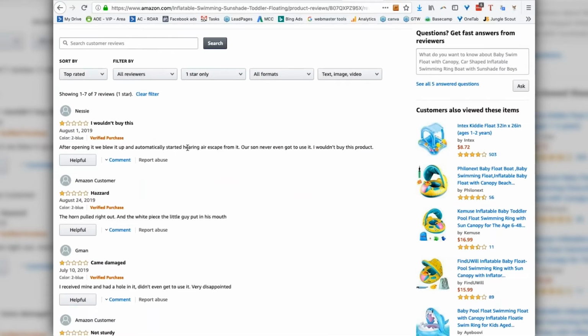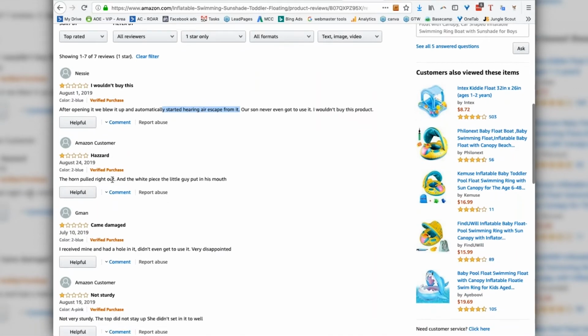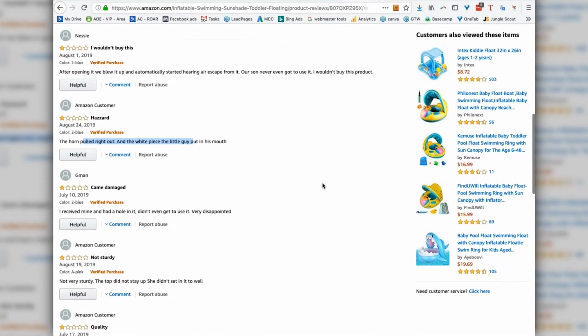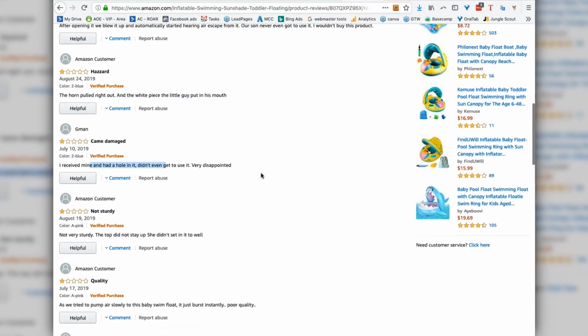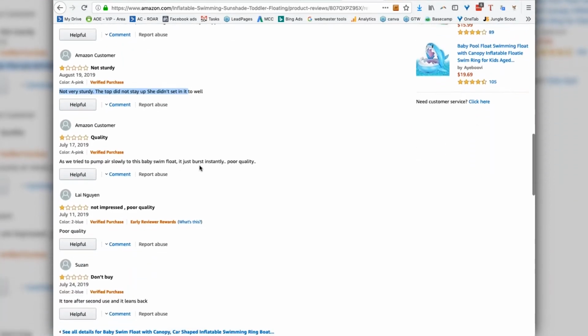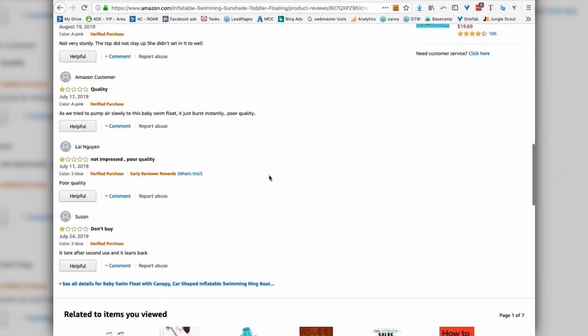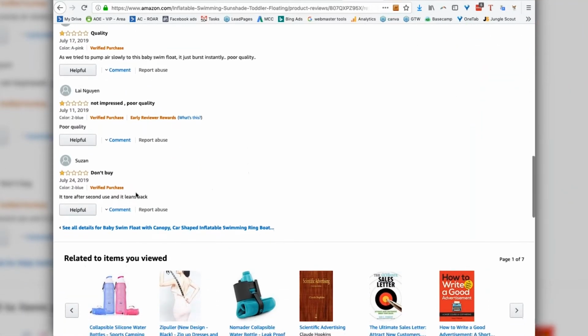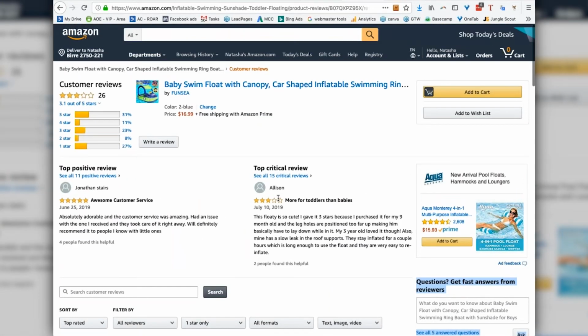I wouldn't buy this. So it's poorly made. The horn pulled right out. Poorly made. Had a hole in it. Not very sturdy. Well, that doesn't really mean anything. Poor quality. Poor quality. It tore after second use and leans back. So all of their poor reviews are based on poor quality.